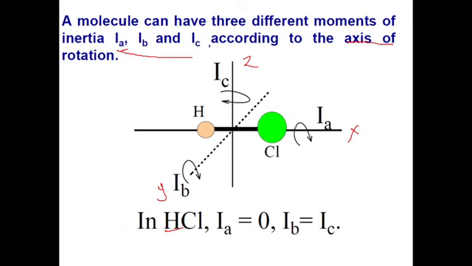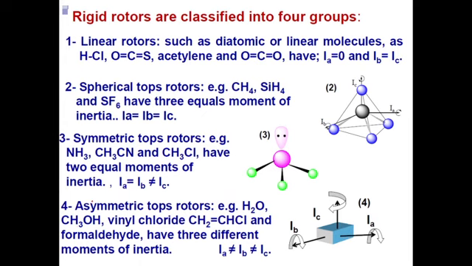In this manner, these rigid rotors are classified into four groups. First is the linear rotor. Second is the spherical top rotor. Third is called the symmetric top rotor, and the last one is called the asymmetric top rotor.